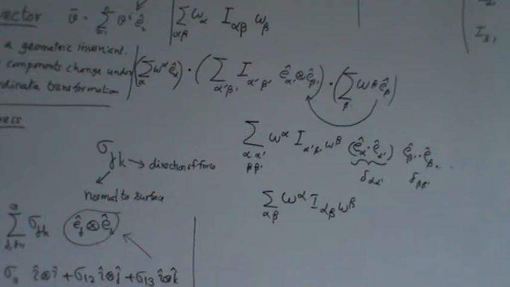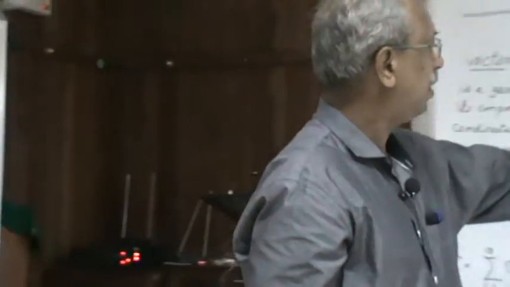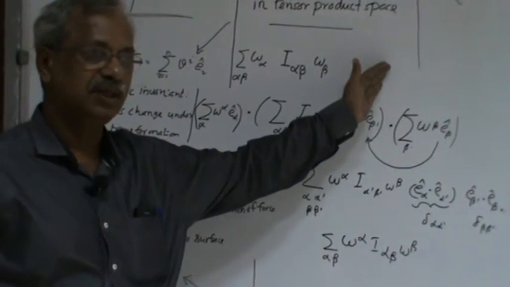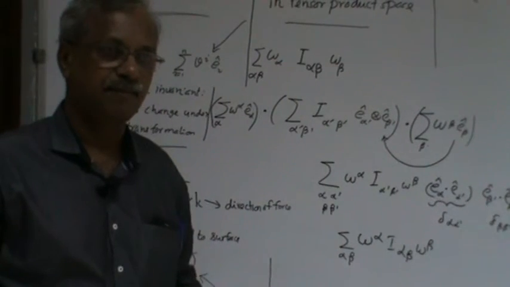So this is exactly like taking dot products of vectors. But there are two ways in which you can take the dot product. Dot product with respect to the first space, and this is with respect to the second copy of the space. Get what I'm saying?